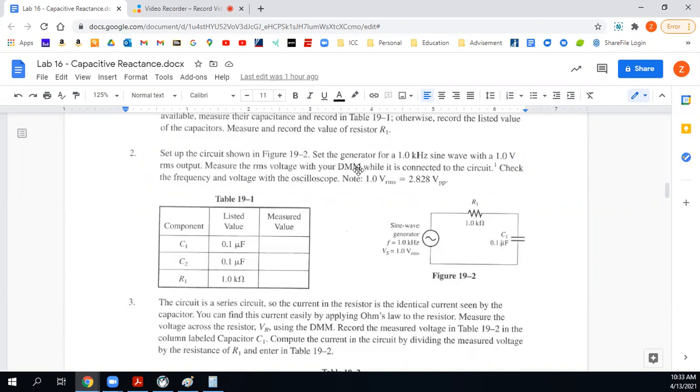Measure the RMS voltage with your digital multimeter while it's connected to the circuit. You guys should be able to handle that. Check the frequency and the voltage with the oscilloscope. All right, I'm going to set up this circuit on my proto board so you can see how I'm doing it. I don't care how you do it as long as it works.